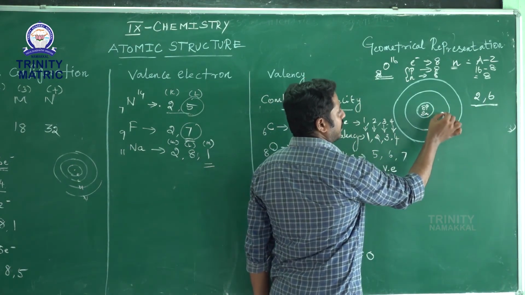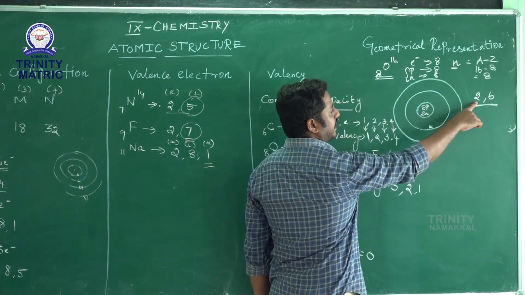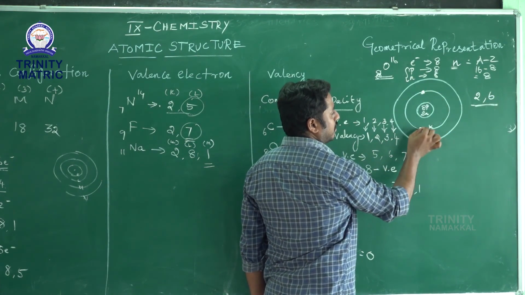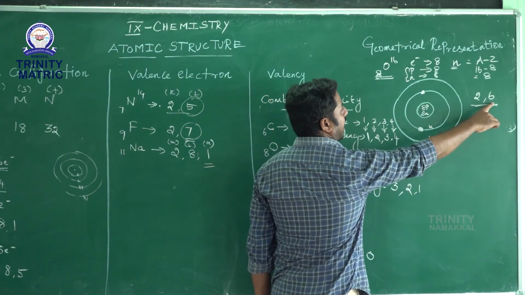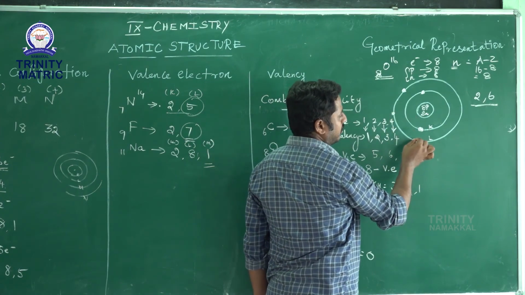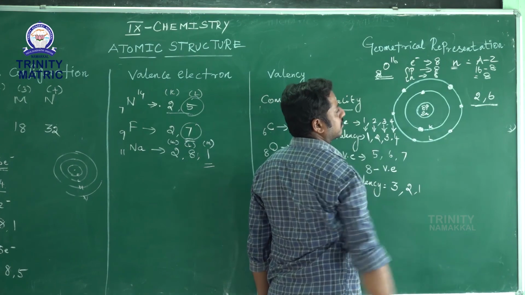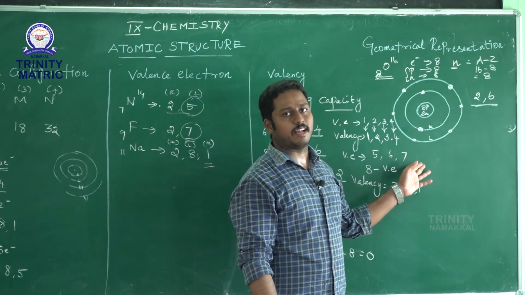Okay, so the first shell is the K shell. The second shell is the L shell. In the K shell I have 2 electrons. Okay, and in the L shell I have 6 electrons: 1, 2, 3, 4, 5 and 6. So this is the geometrical representation for the oxygen atom.